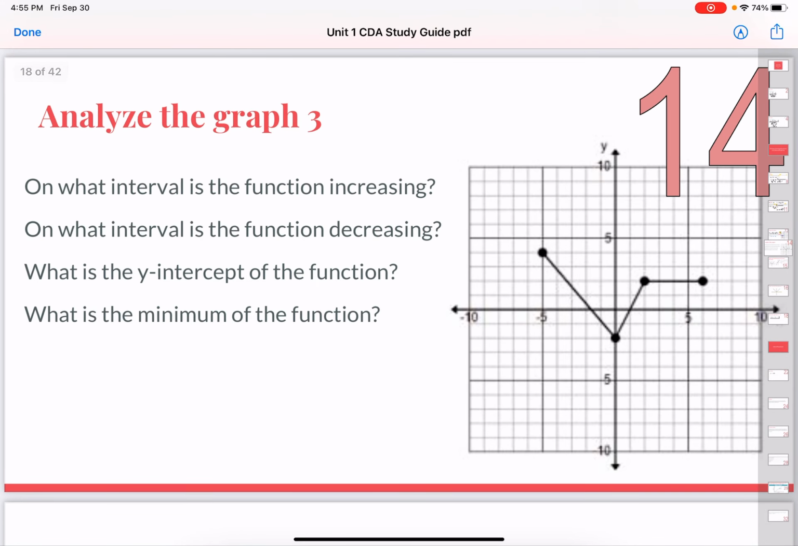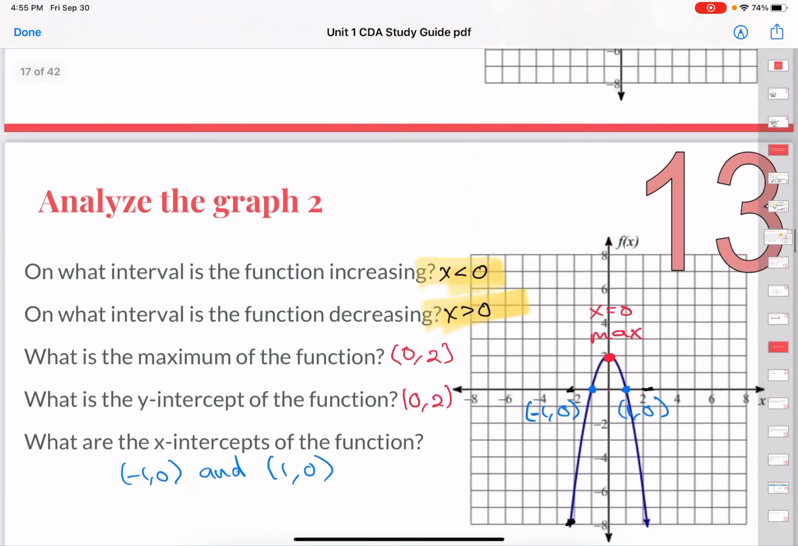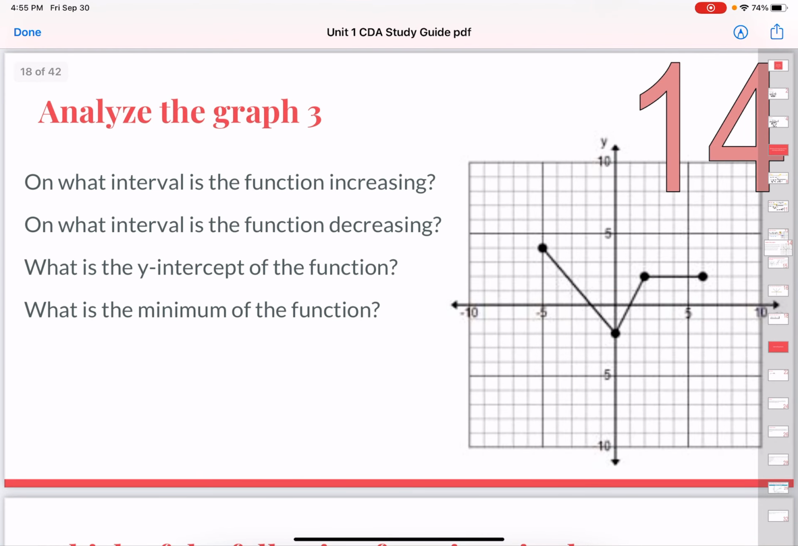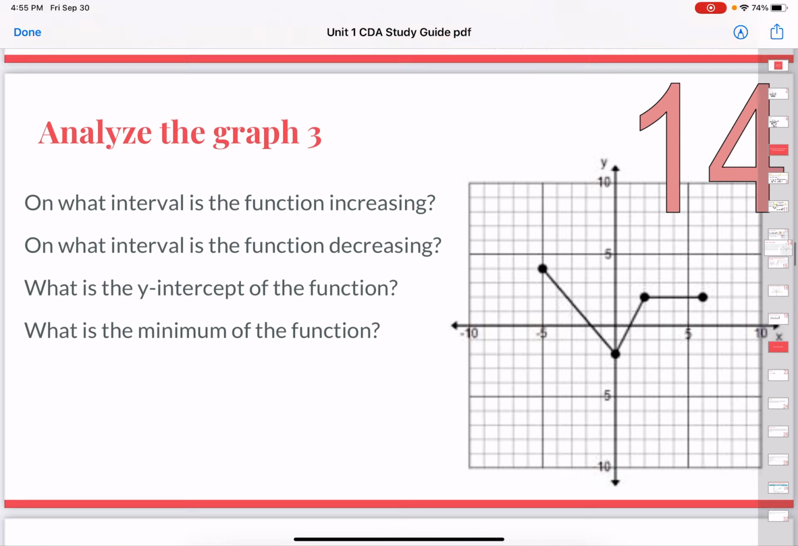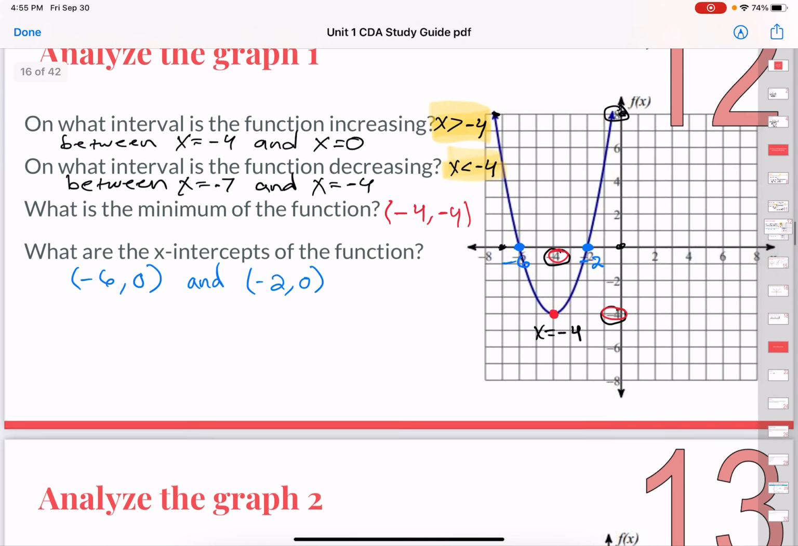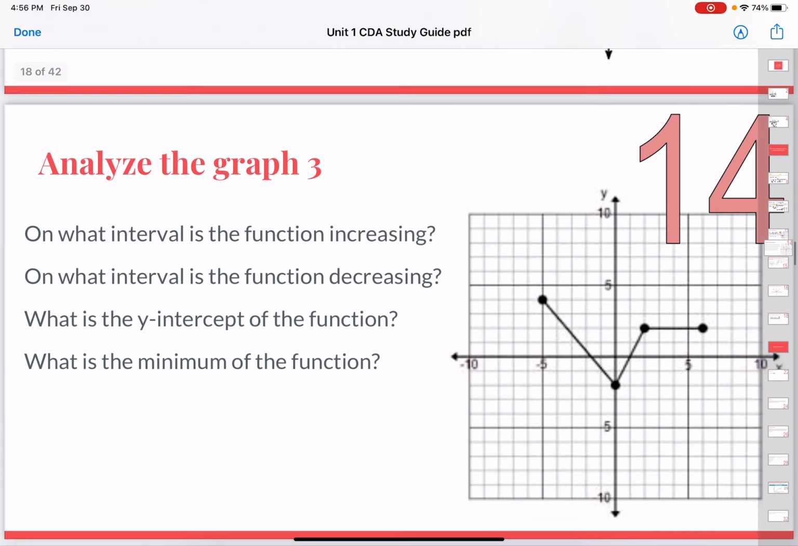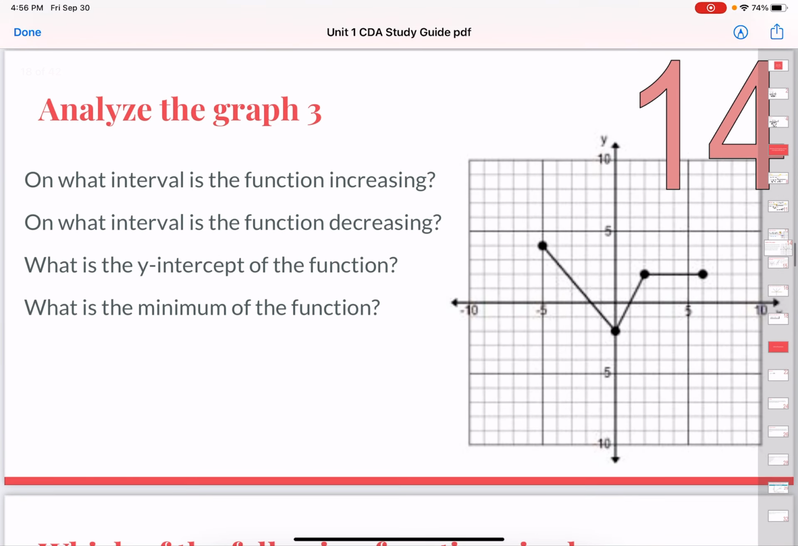Next, this one is not as smooth looking as the previous ones. So the intervals of increase and decrease are going to be a little bit more discrete. And so it will be more accurate to do the between this value and that value type of thing instead of x greater than whatever, x less than whatever. So let's go through it and it'll make more sense.